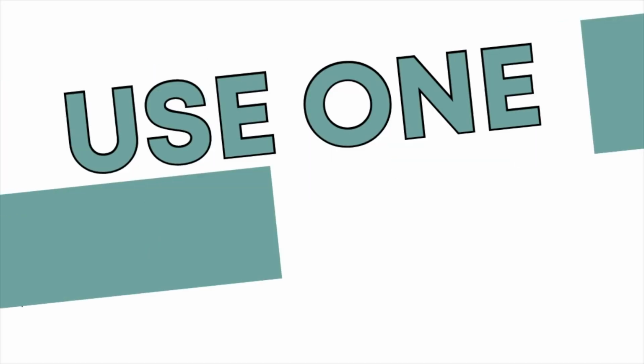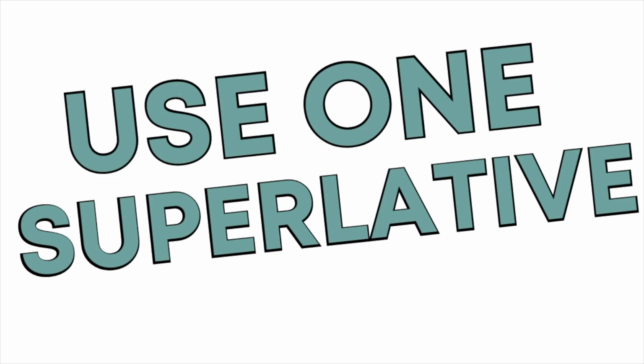Step 4, use one superlative in your title. So let's see how this works in action. What's a superlative? An example of a regular plain title would be 15 shorts ideas for new content creators. When you add one superlative, it's like 15 top YouTube shorts ideas for new content creators, or 15 best YouTube shorts ideas. You get the idea.